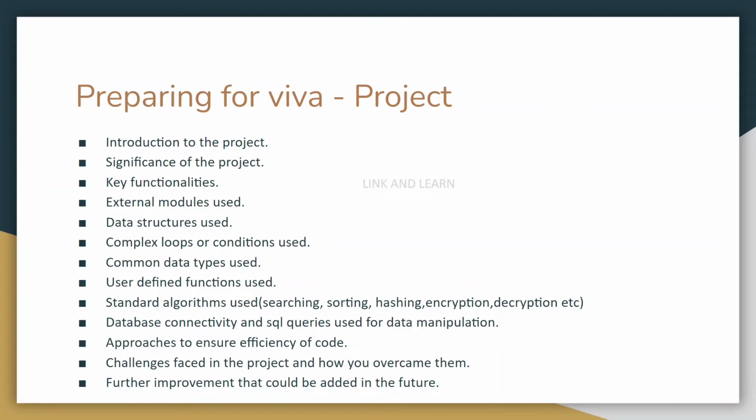When it comes to Viva for the project, the student should have a clear understanding on how to introduce the project, what is the significance of the project, key functionalities, external modules used in the program, data structures used, complex loops and conditions used, common data types used, user-defined functions used in your application, standard algorithm used. If your application is using any searching, sorting, hashing, encryption or decryption algorithm, you can mention that.